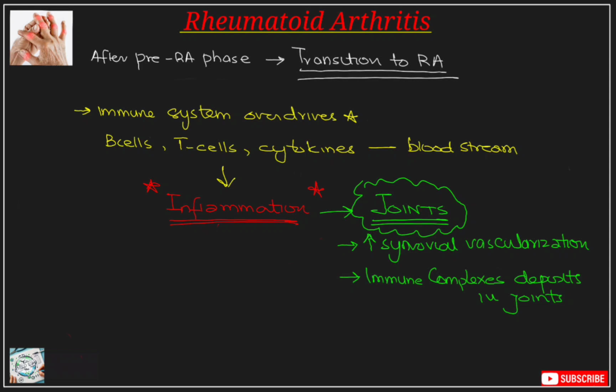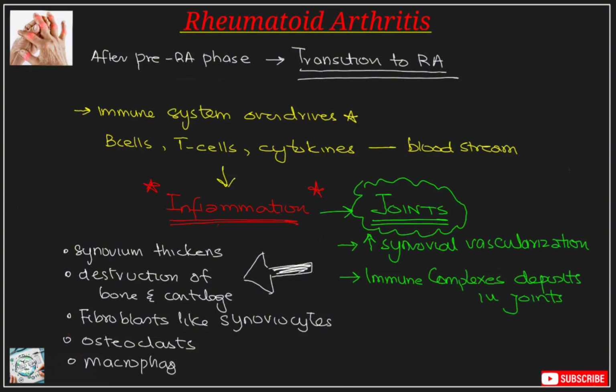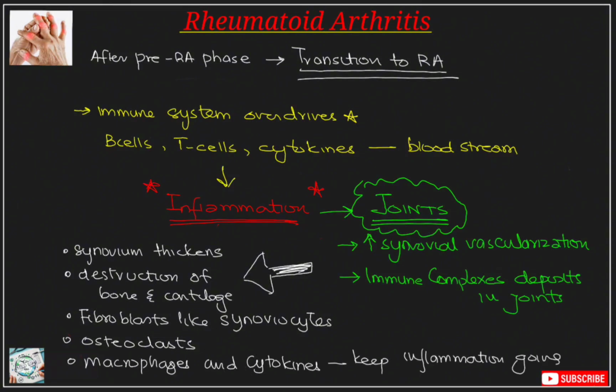After that, the joints are under siege. Once the RA reaches the joint, the real destruction begins. The synovium thickens, packed with macrophages, T cells, B cells, mast cells, and fibroblasts. And this hyperactive immune response leads to the fibroblast-like synoviocytes attacking the cartilage and osteoclasts breaking down the bone. Macrophages and inflammatory cytokines keep fueling the destruction, ensuring the process is relentless.